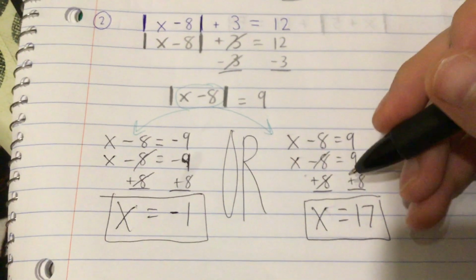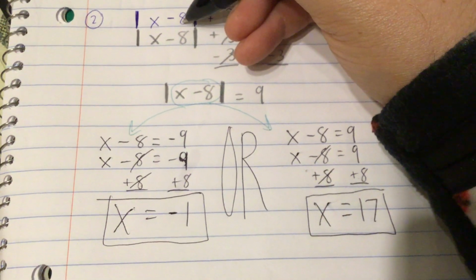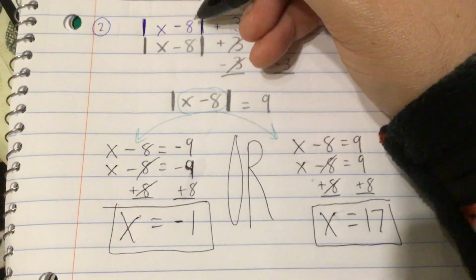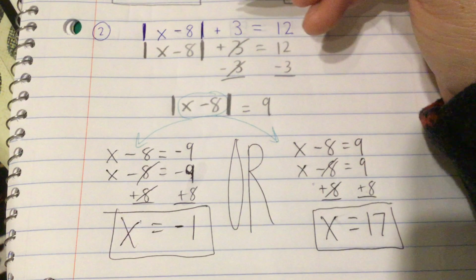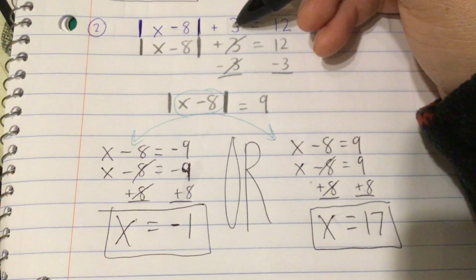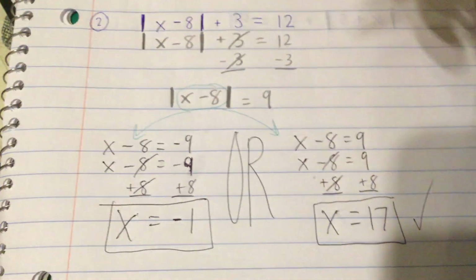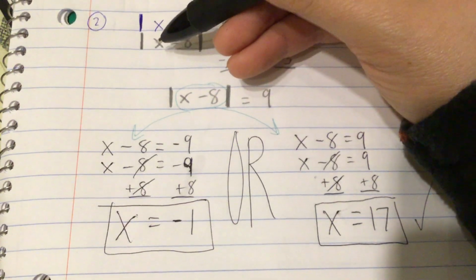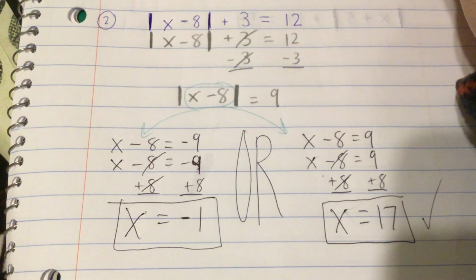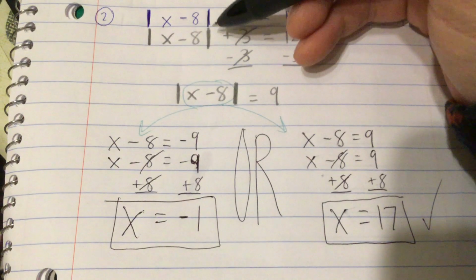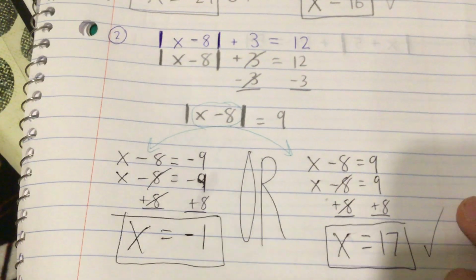Let's plug it in and find out. So if x is 17, 17 minus 8 is positive 9. The absolute value of positive 9 is positive 9. 9 plus 3 is 12. So that works. Let's plug in x equals negative 1. Negative 1 minus 8 is negative 9. The absolute value of negative 9 is 9. 9 plus 3 is 12.